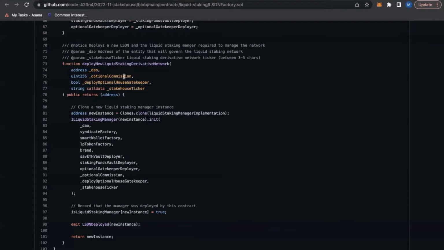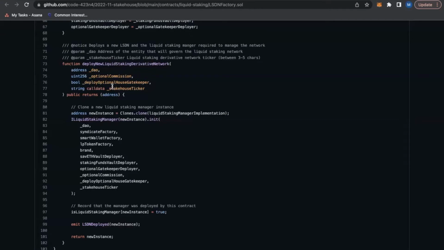Optional commission, as its name suggests, is optional. If you're not setting it, it is zero. But if you are an organization, a DAO, and you want some commission, you put up the amount of commission that you want.